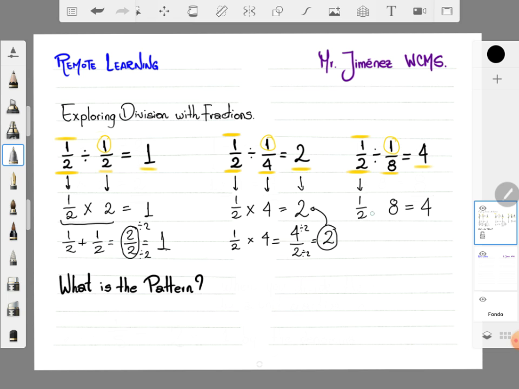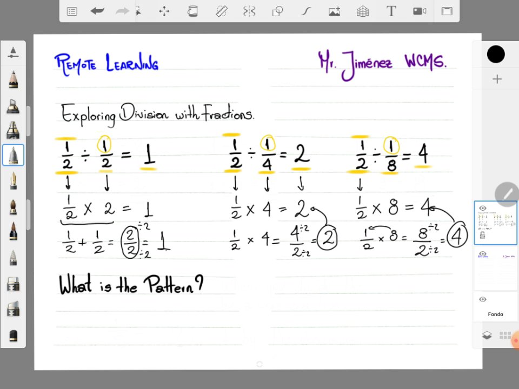And again, if you multiply 1/2 by 8, you have 8 times 1 is 8 over 2. So if you simplify, 8 divided by 2 is 4. So this is the answer.